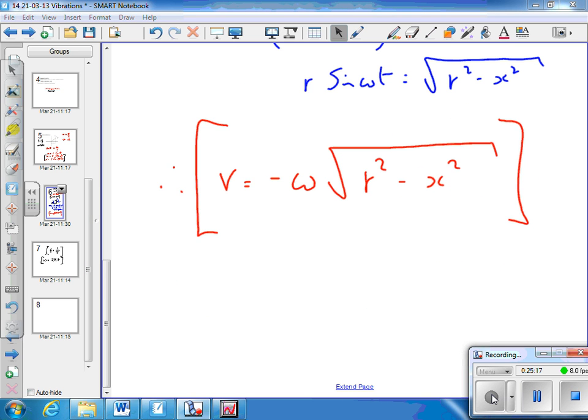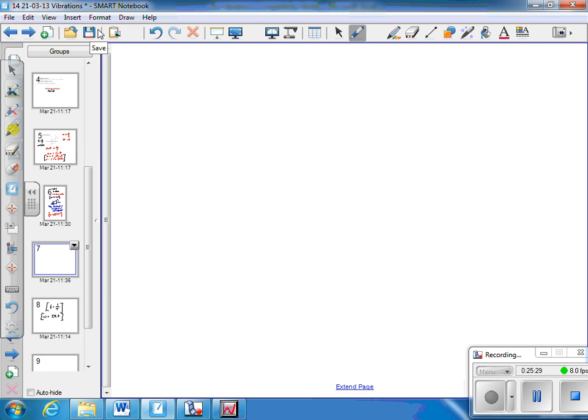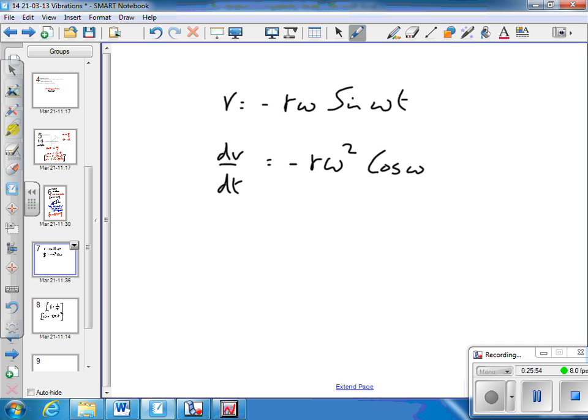How do we find the acceleration? That's the rate of change of velocity, so differentiate the velocity function. The relationship for velocity that we've got is minus r omega sine omega t. Differentiate that. dv by dt equals, bring the omega outside, minus r omega squared cos omega t. And that represents the acceleration. So acceleration equals minus r omega squared cos omega t. And that's another useful formula for the acceleration of this thing.